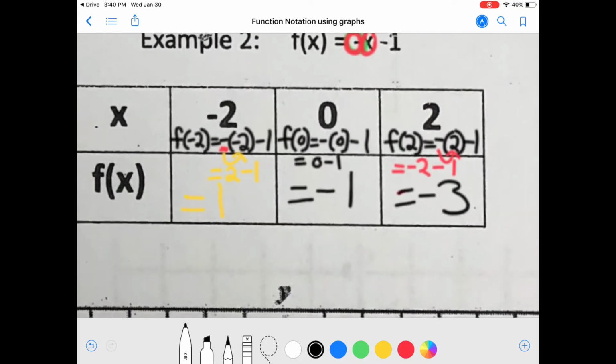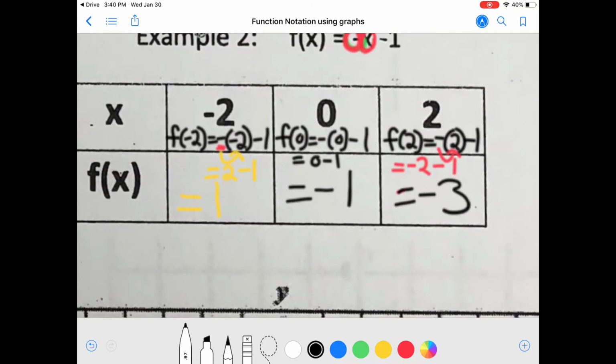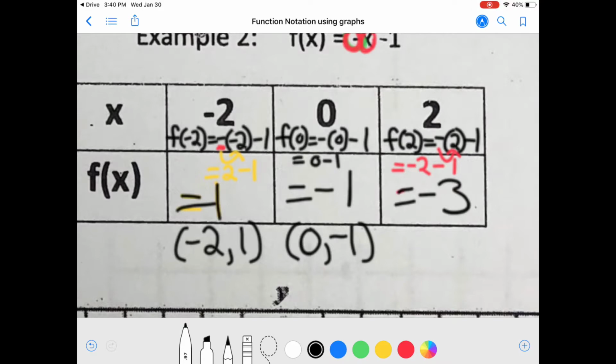And now you have all of your things. Now you can create your ordered pairs. You don't have to, but you can. Negative 2 is my given x value. We found that my y value was 1. When x is 0, y is negative 1. And then given that our x value is 2, our y value is negative 3.